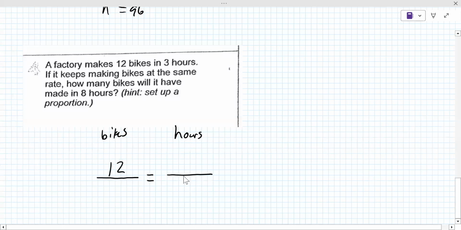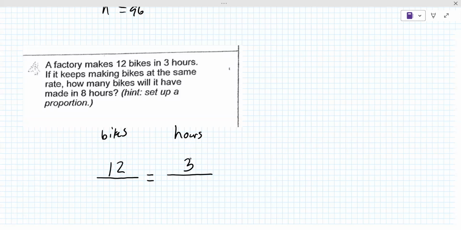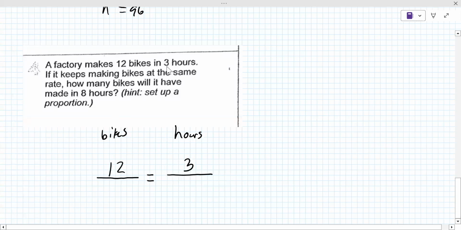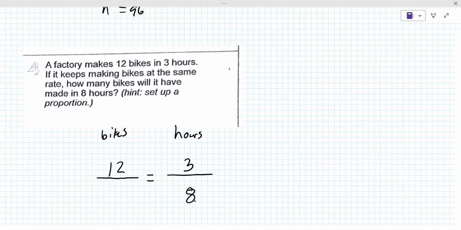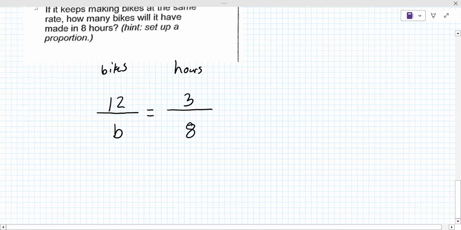Now it's got to match up. Think of it like this: if it's the top number of bikes, it's got to be the top number of hours for that. Now, if it keeps making bikes at the same rate, how many bikes will it have made in 8 hours? So does the 8 go under the bikes or under the hours? Basically, I'm asking you, is this 8 a bike number or an hour number? It would go under the hours. So where must the variable go? Under the bikes. Yes. So we'll use B for that. Okay. And now again, you cross multiply here. So could you try solving this now that we've set it up?